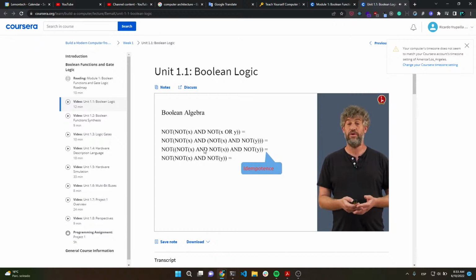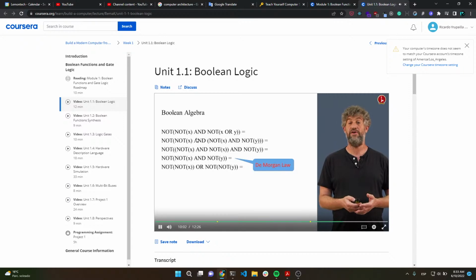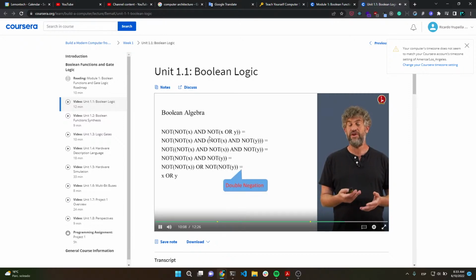Now we're ready to use De Morgan law again, and now we get not x or not y. Now again, here's another law that we didn't list explicitly, but you obviously all know that not not x is always equal to x. So using the double negation law, we can simplify that to x or y. So that just gives you some kind of a demonstration that you can basically just manipulate Boolean expressions, sort of like you manipulate arithmetic expressions in elementary school.